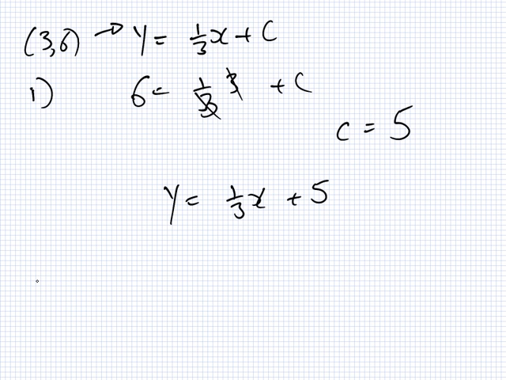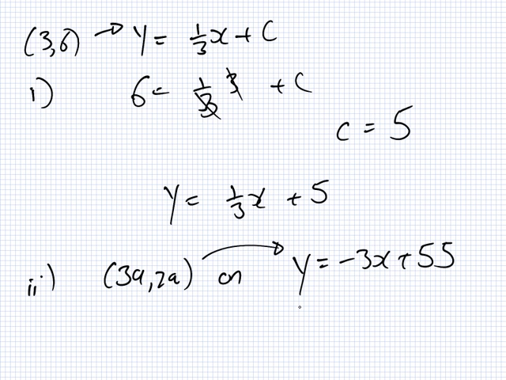Just put in, like, A. Find the value of A. Yeah, A. So if it's on the line, then we should sub it in. So if we put 3A, 2A on this, no, on this, we can get the A. 2A equals minus 9A plus 55. So A equals 5.